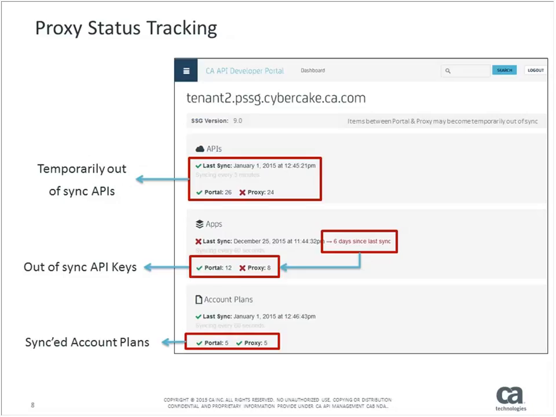Hopefully we see a green check mark all over the place, which means that, as in the bottom case, your account plans are in sync. Your portal shows 5, your proxy shows 5, so everything is fine. Where it's out of sync, you can always wait 2 minutes or manually refresh it yourself in order to make sure that those out of sync keys or maybe out of sync APIs become in sync right away.